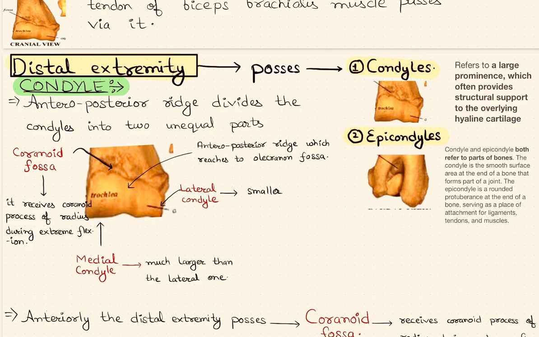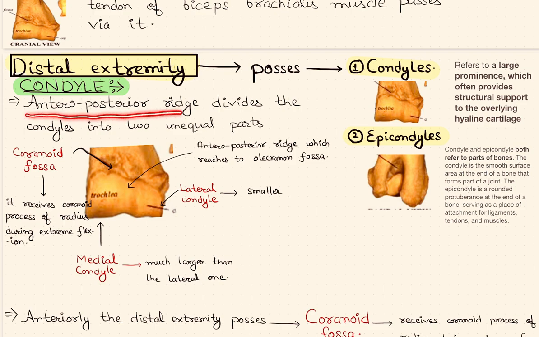What are these? If I talk about condyles, these are the large prominences which often provide structural support to the overlying hyaline cartilage. These are nothing but bones. Okay, and these provide what? Structural support to the overlying hyaline cartilage. And what are these epicondyles? These are nothing but the prominences of the condyles, as you can read also here.